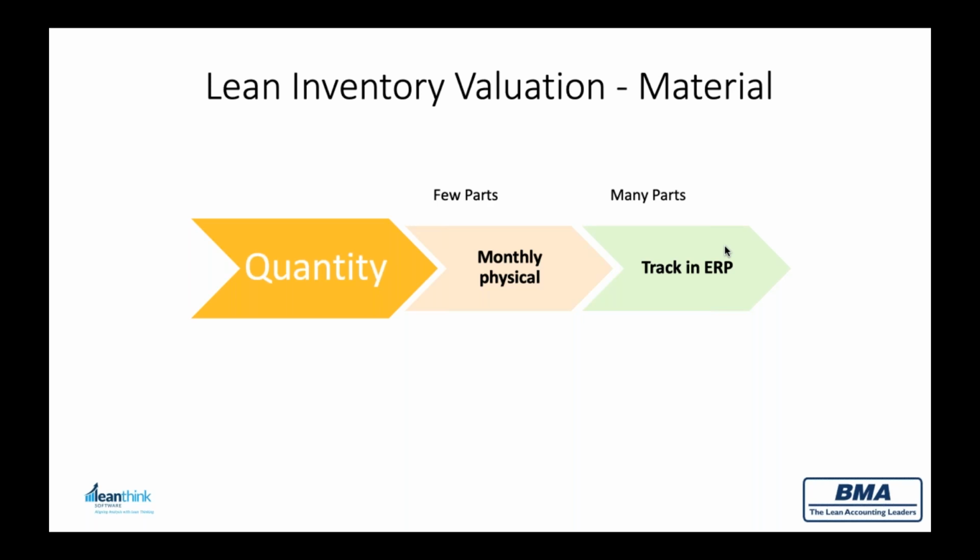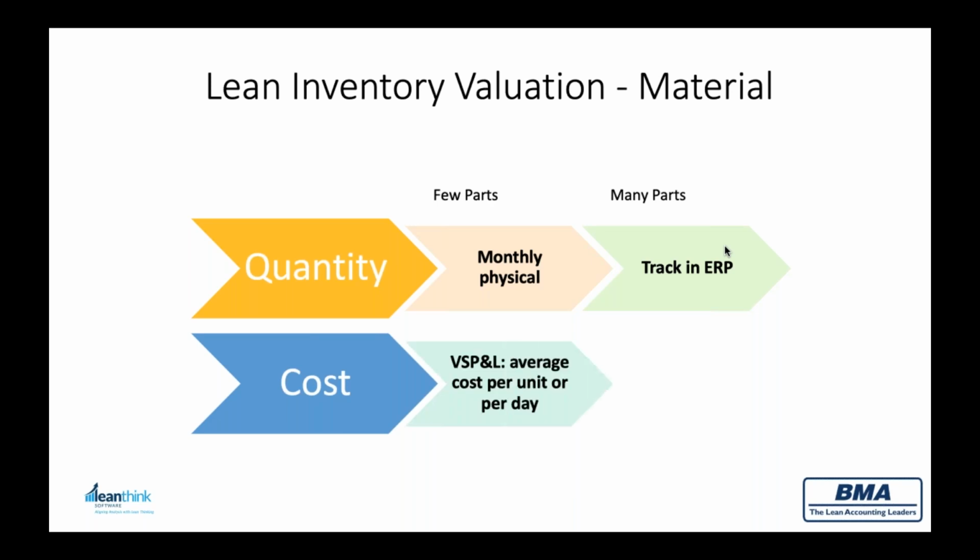Cost or price: if you have few parts, you can get an average unit cost or an average cost per day directly from your value stream income statement. If you have many parts, you want to keep the cost or the price of that part in your ERP system because you're tracking it there, but you can switch to average cost or last price paid. Most ERP systems give you the option of standard cost, average cost, or last price paid. So that's how you deal with material. And it's best to think about few parts or many parts.